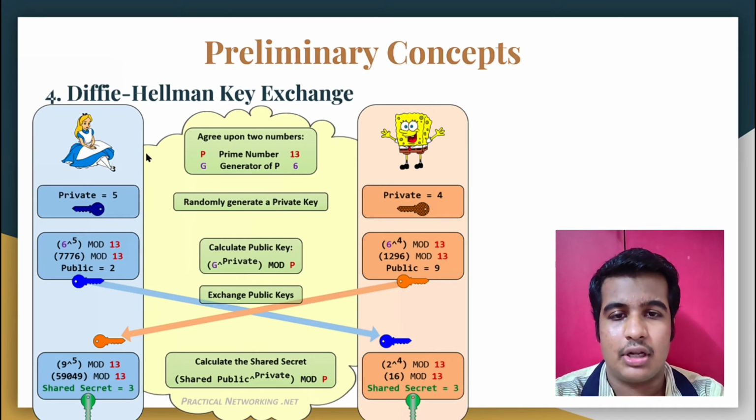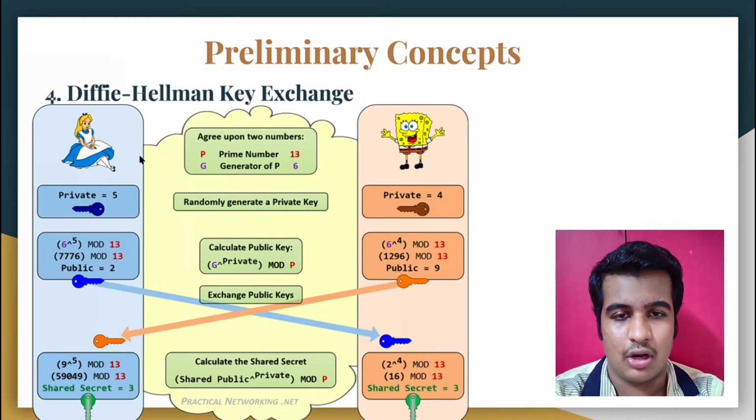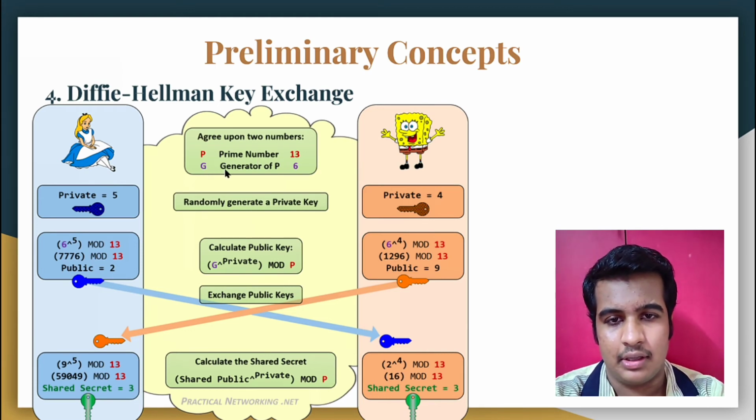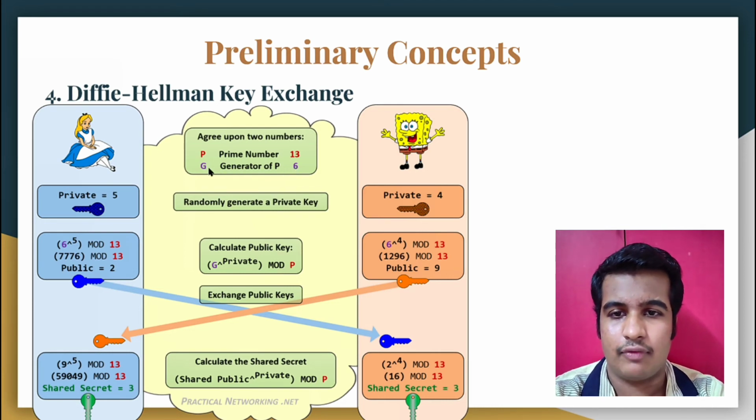Another important concept is the Diffie-Hellman key exchange algorithm, which is a truly influential algorithm in terms of how it defined the field of symmetric key cryptography. The algorithm goes like this. Consider two people, Alice and Bob, who mutually decide on two numbers. One number is P, which is a prime number. 13 is one such prime number. Another number is G, which is the generator of P.